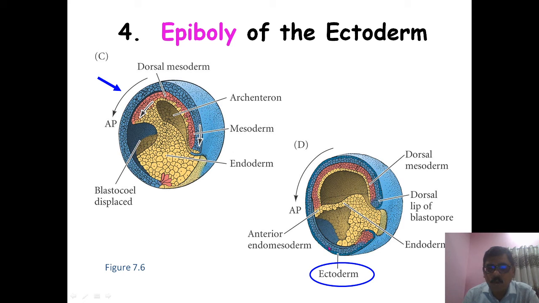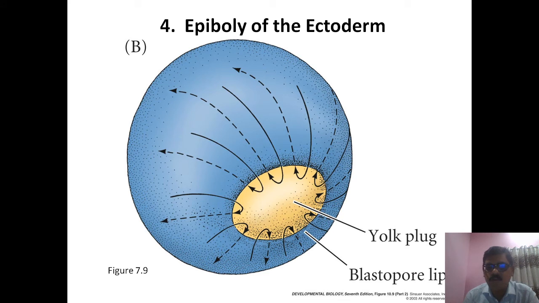The ectodermal layer flattens and surrounds the entire embryo, and this movement is called epiboly. So this is the epiboly of the ectoderm. It surrounds the entire embryo. All the endodermal cells have already reached the inner position, and the middle part is occupied by the mesodermal cells. And this is the epiboly of the ectoderm, and this is the formation of the yolk plug.